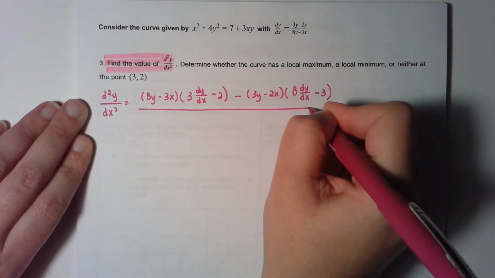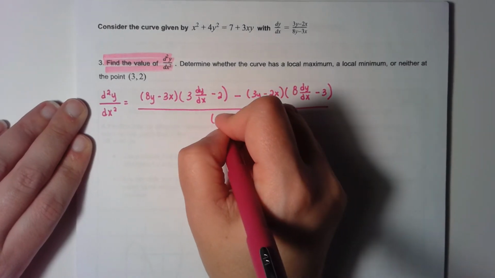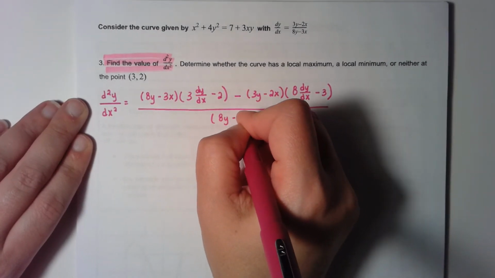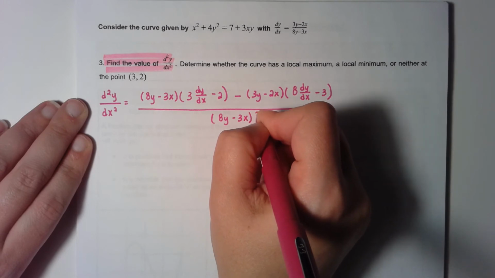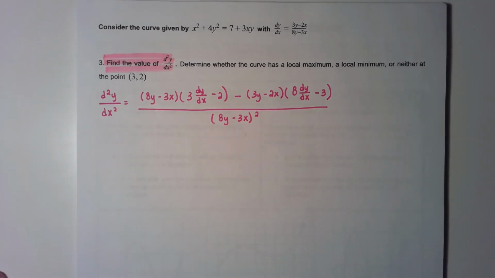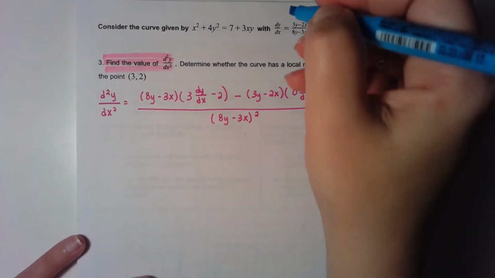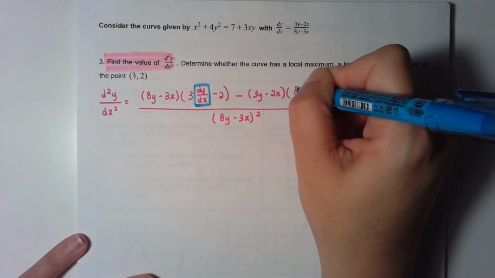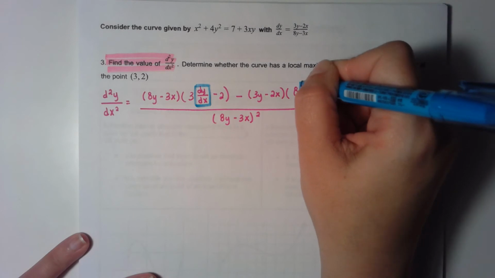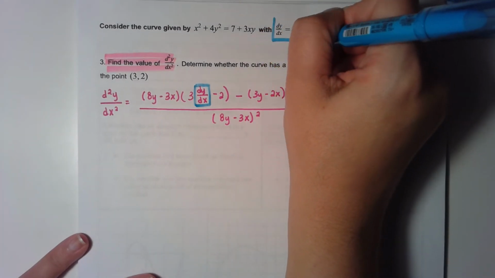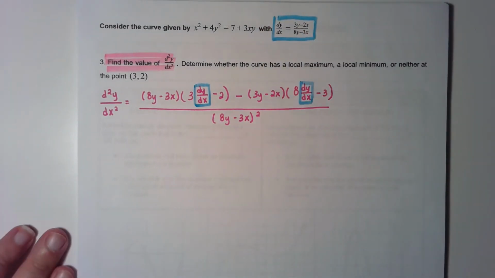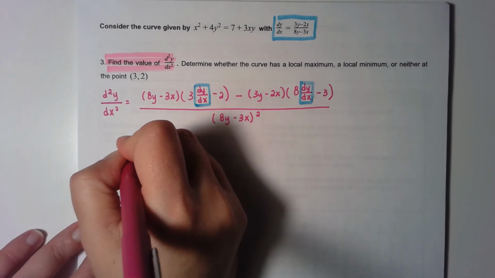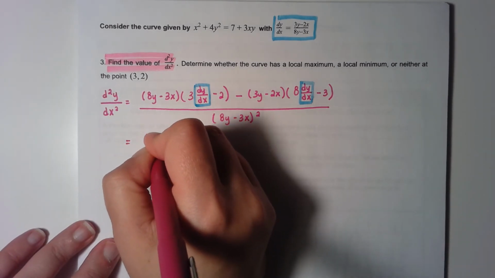And low squared, which in this case would be 8y minus 3x squared, goes down below. Now, the next thing that I'm going to do here is replace all of these dy over dx's with this equation that I've already got up here for the derivative.